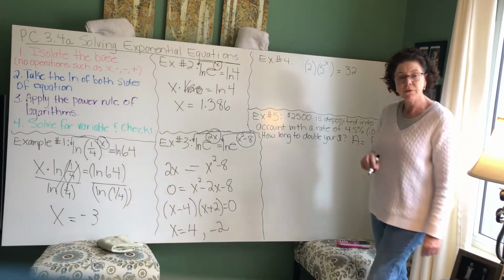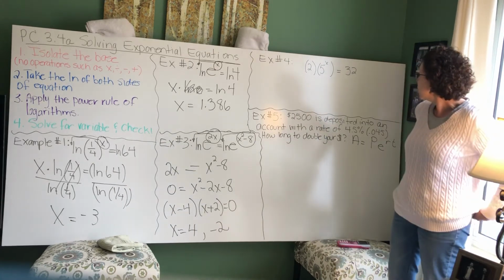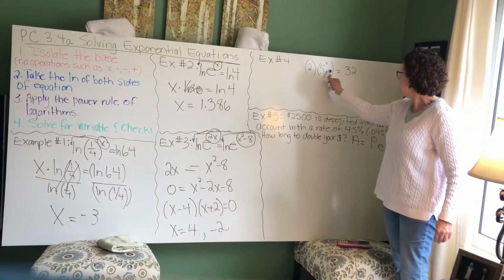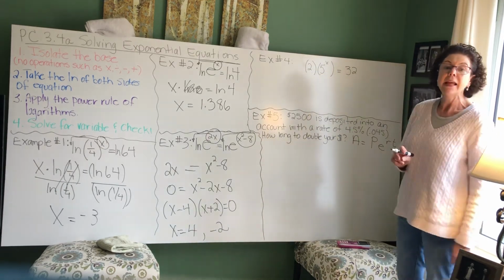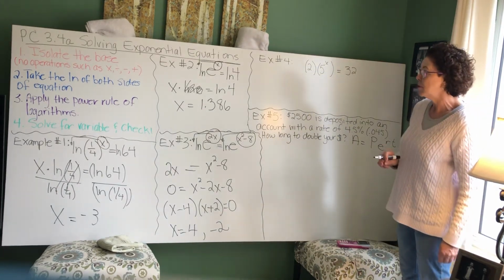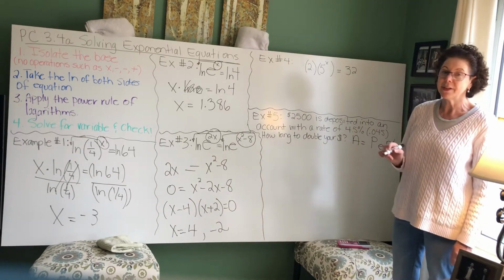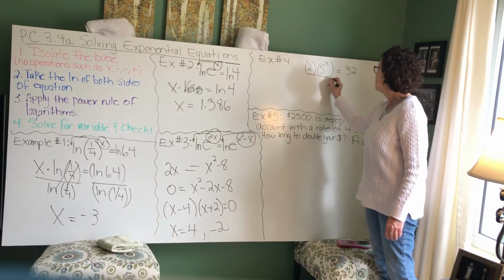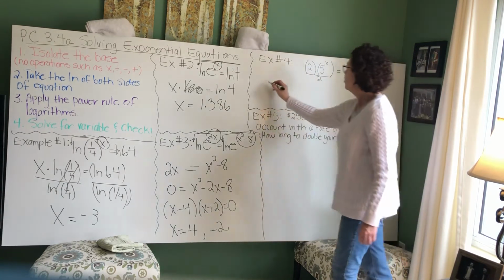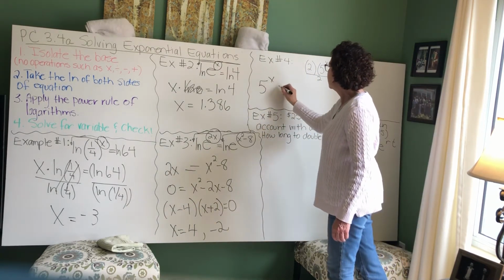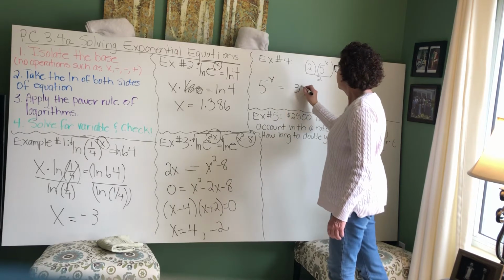All right, example 4. Notice there's a base of 5 and 32, and the base of 5 is being multiplied by the 2. This is the case where we have to isolate the base. We're simply going to divide both sides by 2. Here we go. We have 5 to the x equals 32.